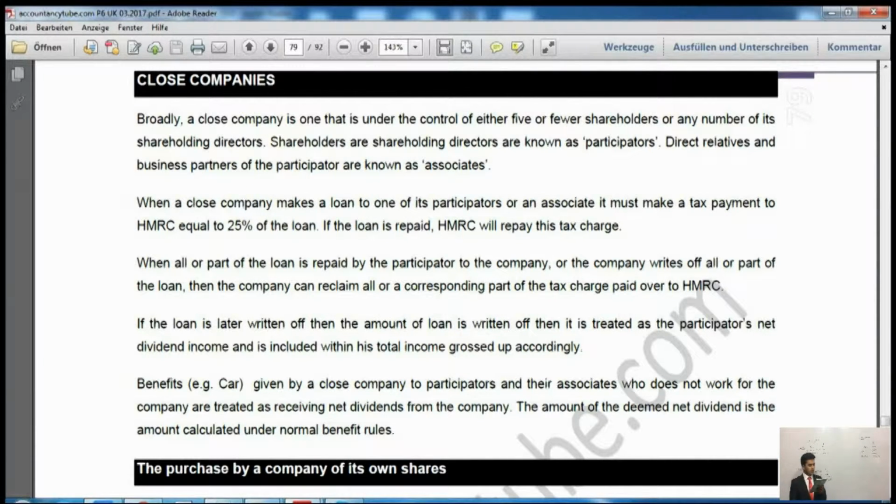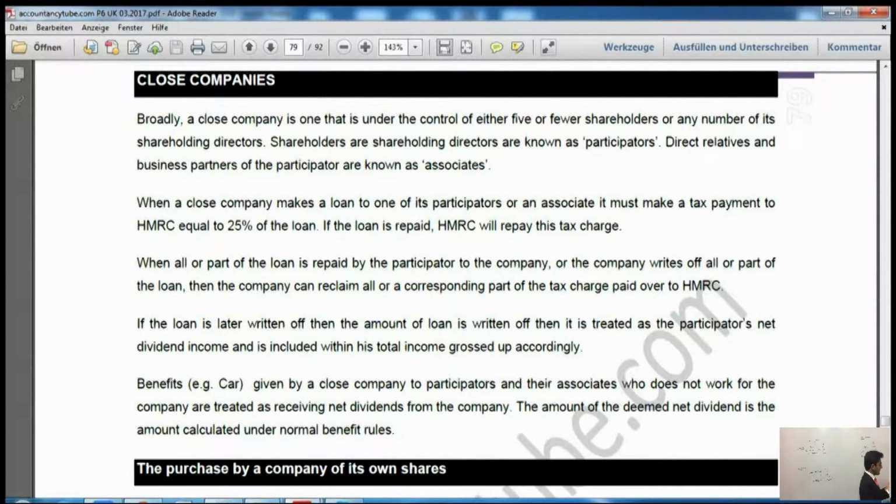When all or part of the loan is repaid by the participator to the company, or the company writes off all or part of the loan, then the company can reclaim a corresponding part of the tax charge paid over to HMRC. So if the loan is paid back or the company writes off all or part of the loan, then you can ask HMRC to pay you back a proportion of that, 25%.